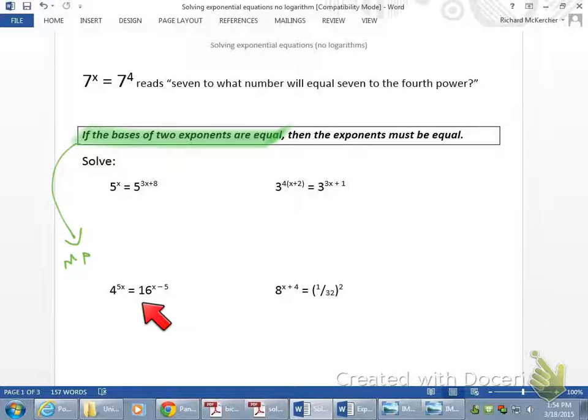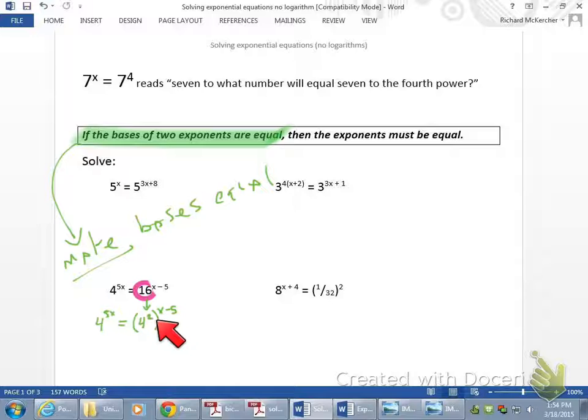Now, on this example, we no longer have bases that are equal, do we? So, we're going to make the bases equal. And the question is, how can I do that? So, 16, I think to myself, how can I make 16 the same thing as 4? Well, isn't 16 the same as 4 squared? Okay, so if 16 is the same thing as 4 squared, then I can rewrite that as 4 squared. And then I still have the x to the minus 5. And of course that's equal to 4 to the 5x.